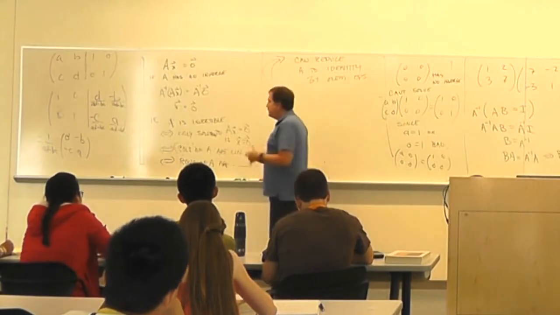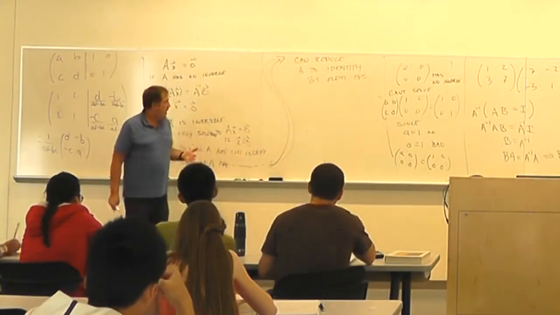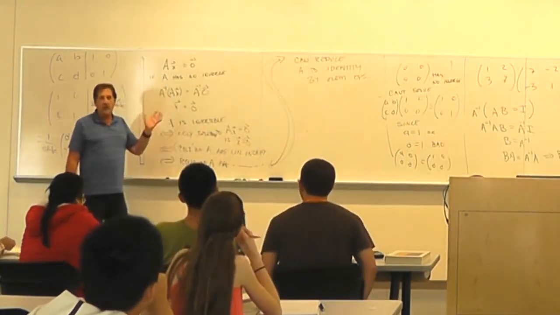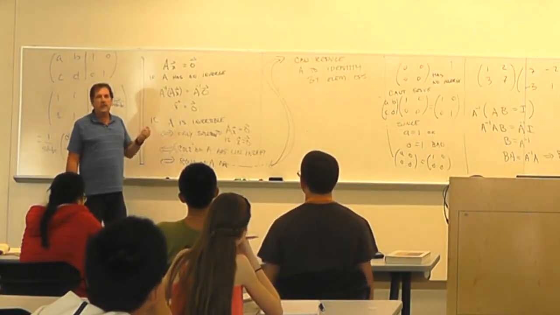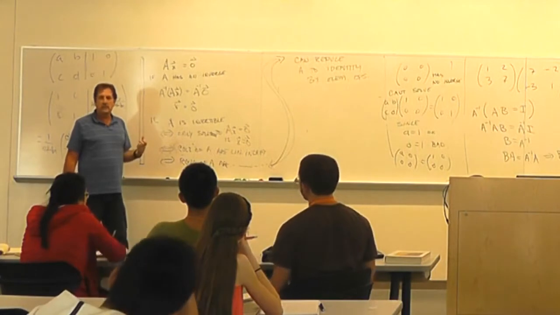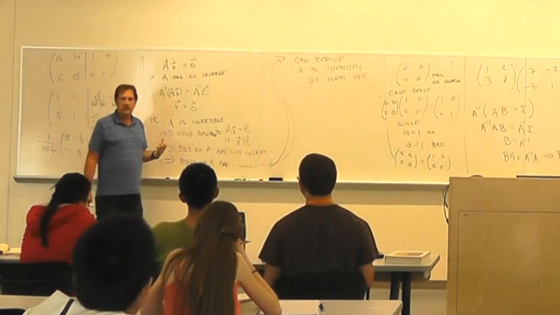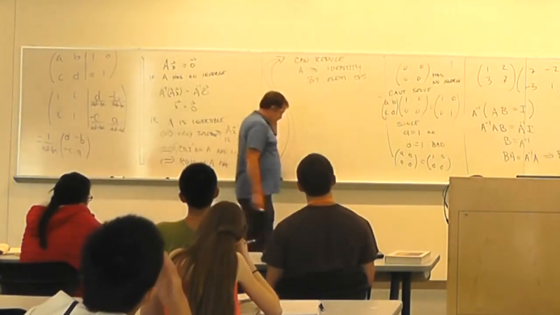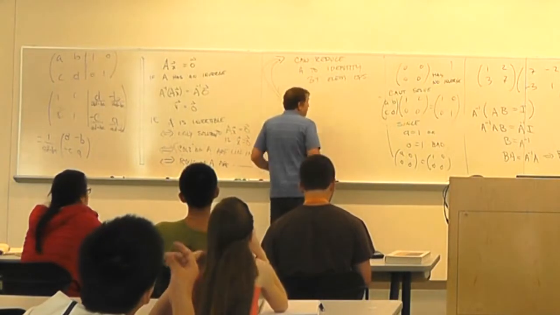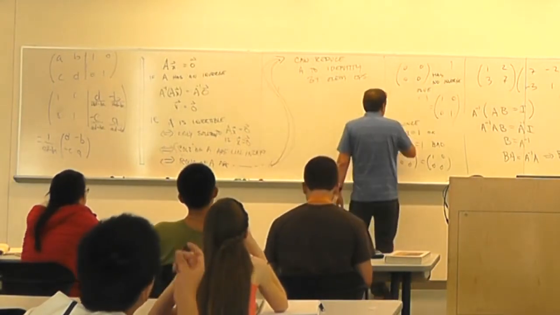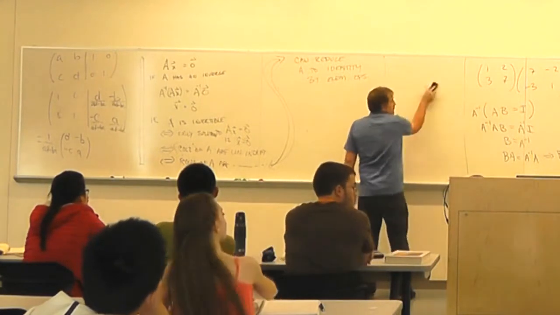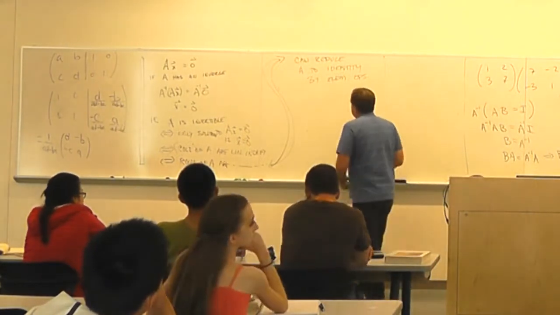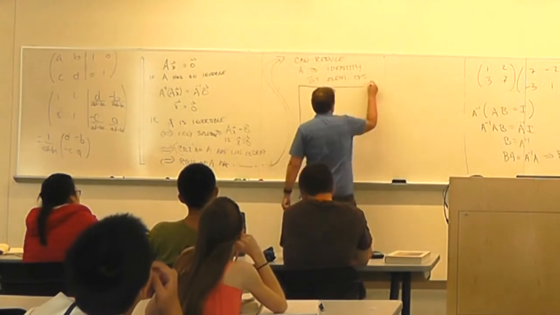So invertible matrices are exactly the same as matrices where the rows and columns can't be, you can't kill off one of the rows by adding multiples of the other ones to get zero. Okay. And for 2x2s, all right, so that's all the same stuff.